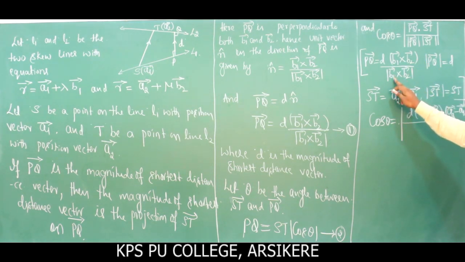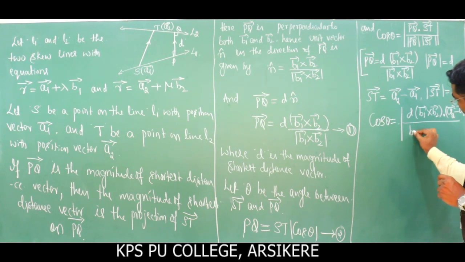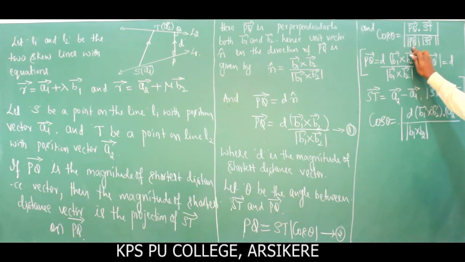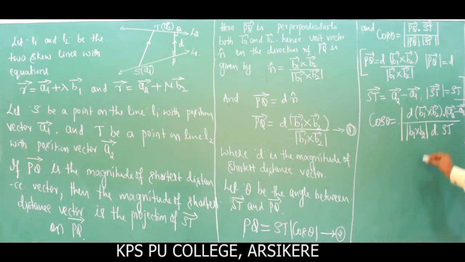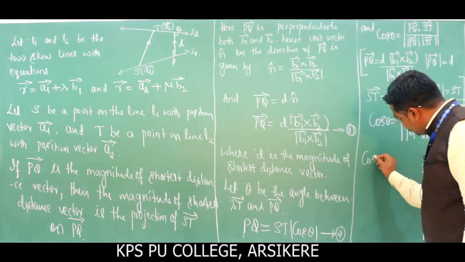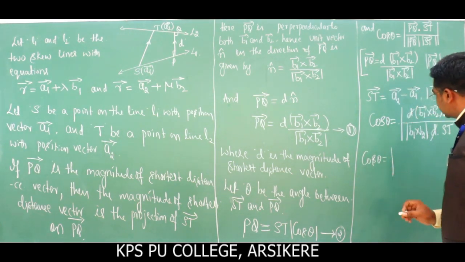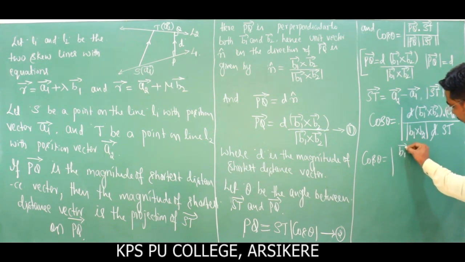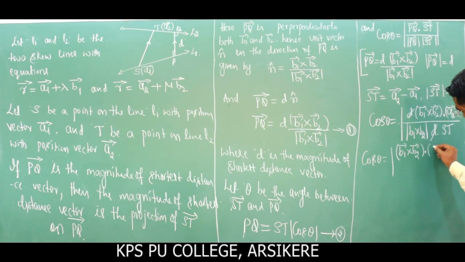See what is in the denominator: B1 cross B2 is there, right? B1 cross B2 magnitude. So what about the modulus of PQ here? Vector PQ is D into ST. Here by the modulus, and here D and here D get cancelled. So what do we have? Cos theta is equal to the modulus of B1 cross B2 dot A2 minus A1.